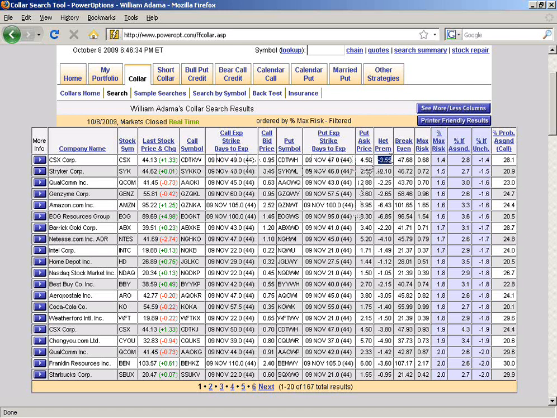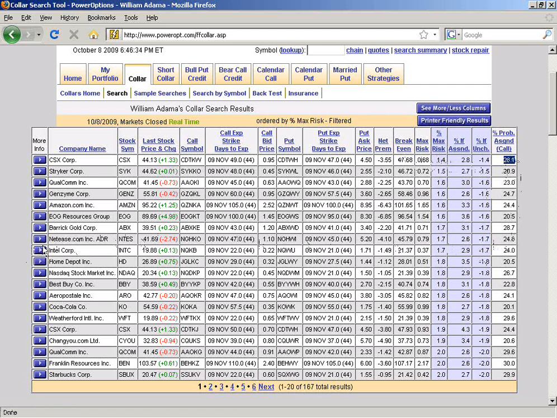I pay a debit to get into this position, and so we see here that the total debit for the position, the break-even is $47.68. But since you've bought an in-the-money put option, you have a low risk of only 1.4%, but you have an extremely low percent return if assigned as well, and a very low probability of making it.